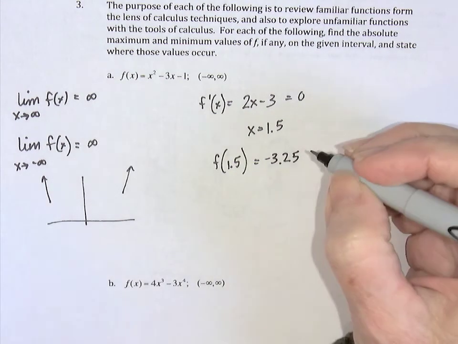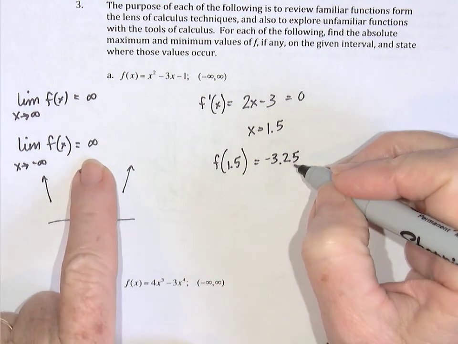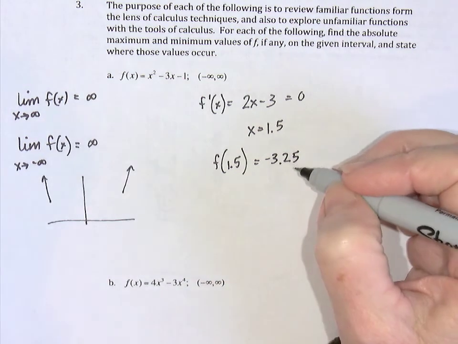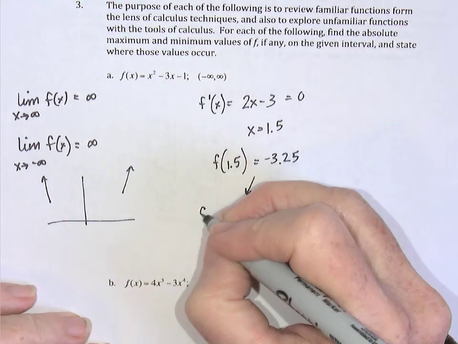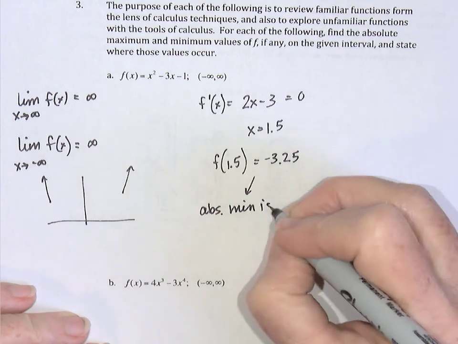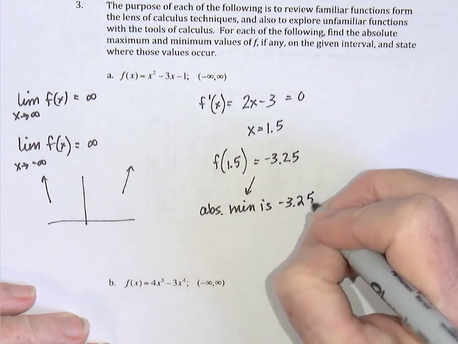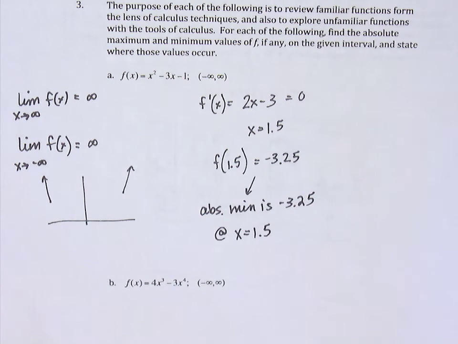And as far as our competition is concerned, that is less than infinity. And the only thing that it has as its competition is infinity, so this must be the absolute min, which is negative 3.25. And that happens at x is 1.5. Okay, here's another method we could use though.